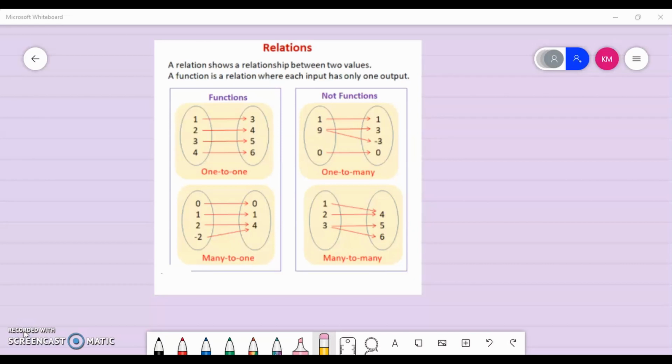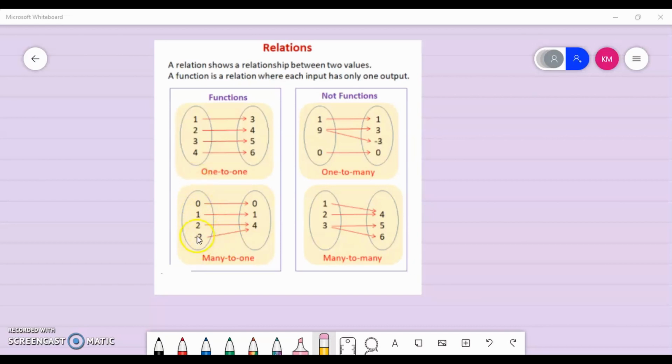Now there are four different types of relations. Let's have a look at them. Our first type of relation is a one-to-one. It means that one element of your domain is mapped onto one element in your range. Secondly, many-to-one. Now, many refers to more than one.